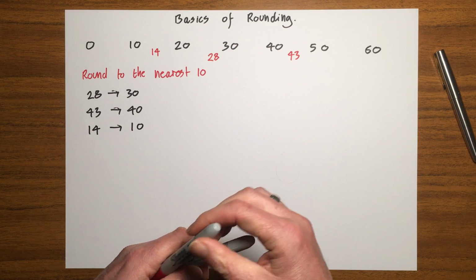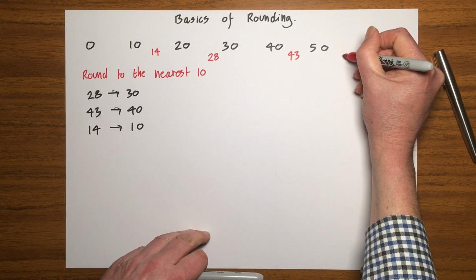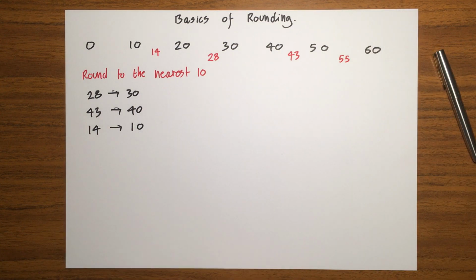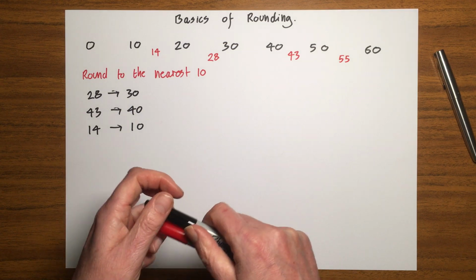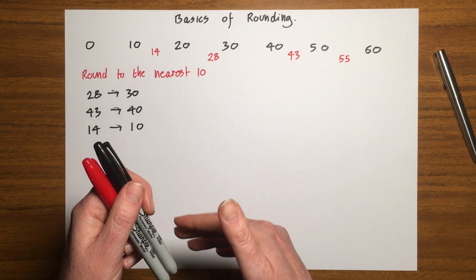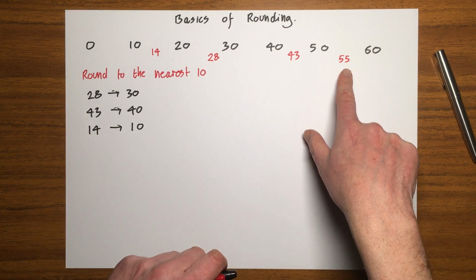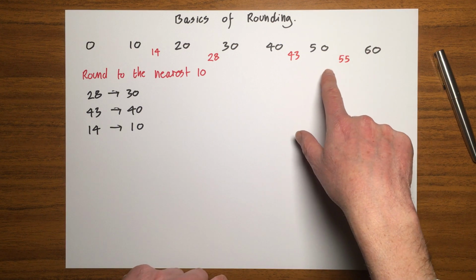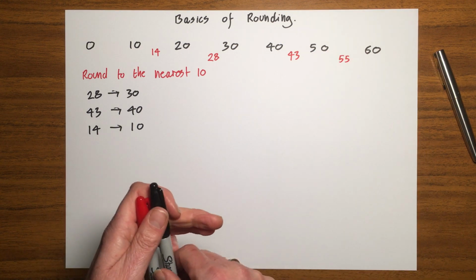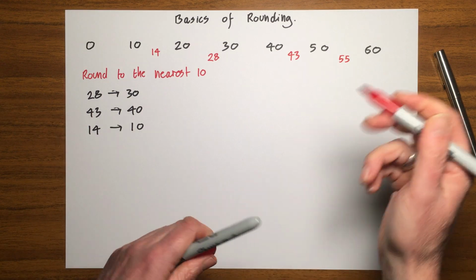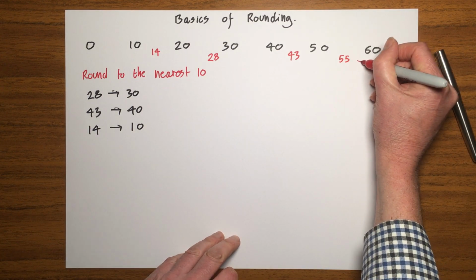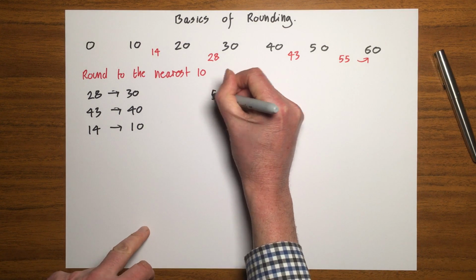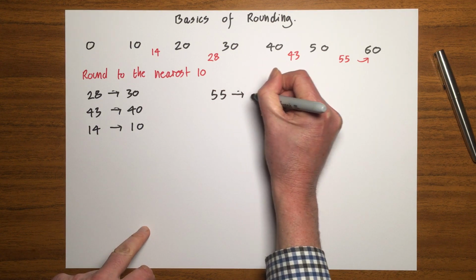Now, what happens if I'm exactly halfway? What happens if I have a number like 55? And this is really important because you'll come back to rounding. Rounding first appears in the national curriculum in year 4, but you come back to it in 5, 6, and of course all through secondary school. So going back to this, if you're 55, which is exactly halfway between 50 and 60, where do I go? Do I go down to the 50 or do I go up to the 60? And this is the really important bit. When it's at a 5, you always go up. So 55 will round up to 60.